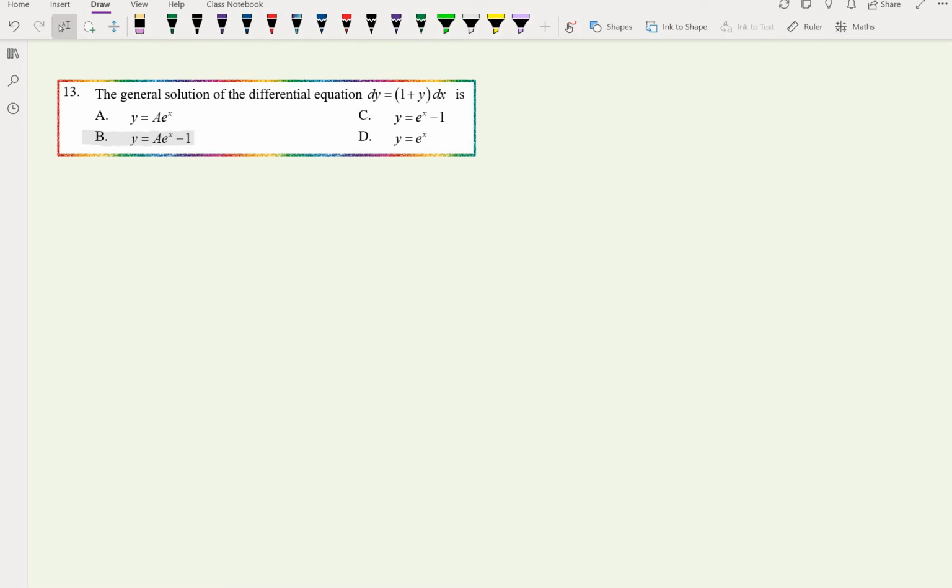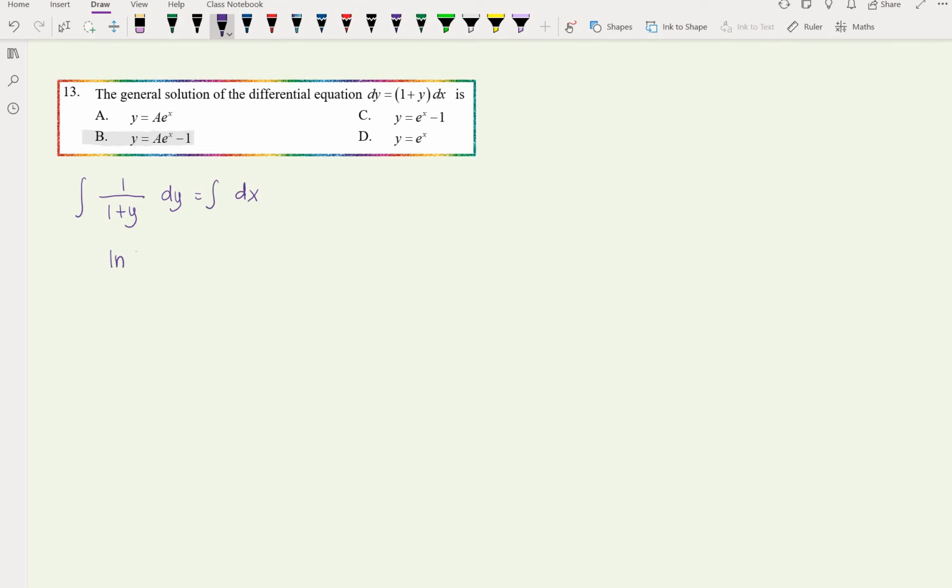Next, for question 13. So, you have to do some working here. For this question, we need to find the general solution of the differential equation dy equals (1 plus y) dx. So, for this one, you have to remember we have two types, either separable or needing an integrating factor. So, this is separable. You have to be able to determine that we have (1 plus y) times dx. So, (1 plus y) is going to move to your left hand side. That gives me 1 over (1 plus y) dy is equal to dx. So, we are going to integrate both sides with respect to y and x respectively.